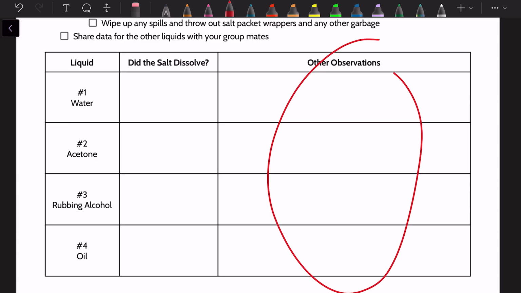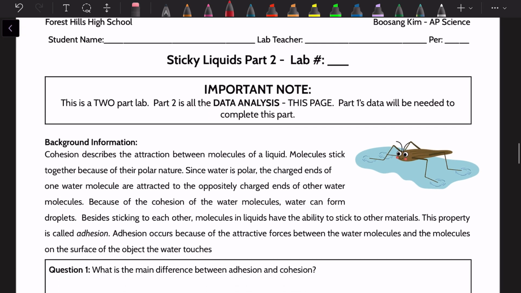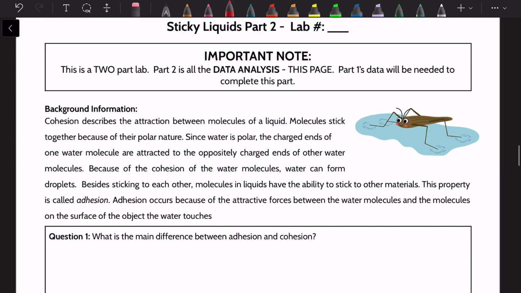Now, this is the conclusion of part 1 of this lab. It's just the data collection. If you are absent, obviously this video will help collect some of the data, but there is also a supplemental sheet that will be posted with info you can use. Part 2 of this lab is questions based on the data that you collected.